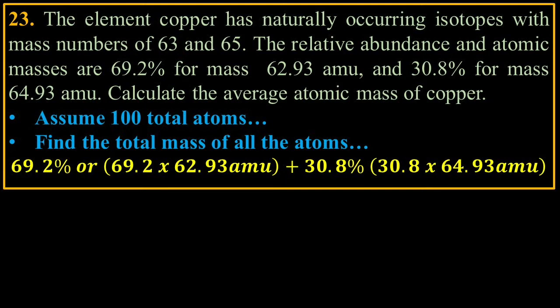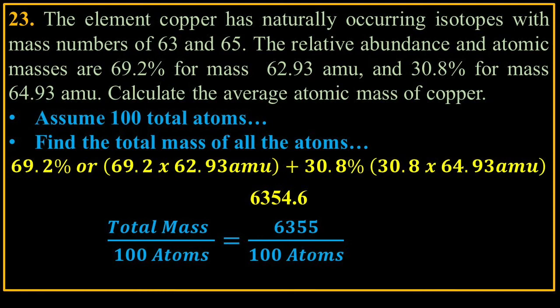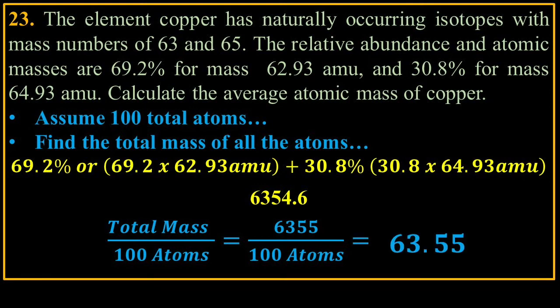Now, you know how to find an average. It's the total divided by the number of items contributing to that total. So the total mass of 100 atoms, given the certain percentages, will be 6354.6. I'm going to divide that by 100 because that's the average. Dividing by 100 gives 63.55, and that will be the average atomic mass of copper.